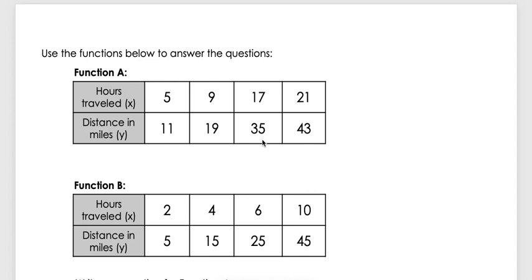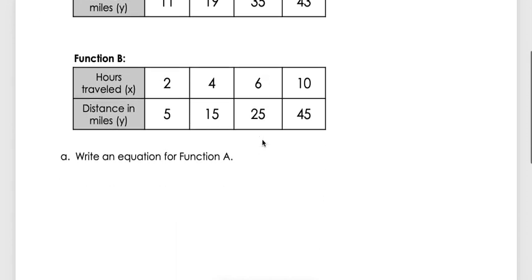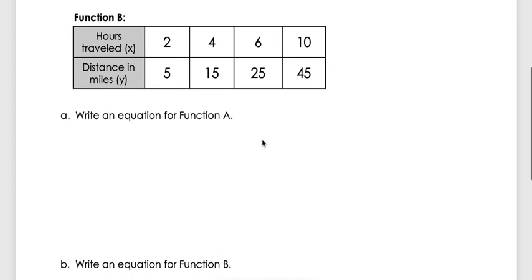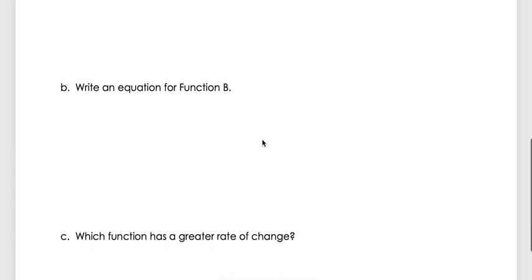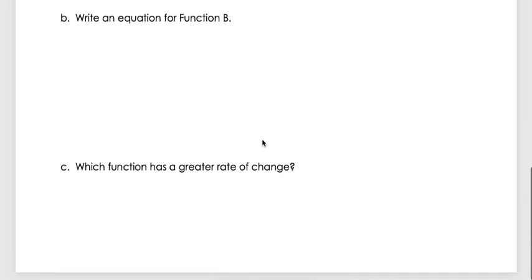So for this question, I am given two functions, function A and function B, in these tables. And what I want to figure out is I want to first write an equation for function A. I then want to write an equation for function B. And then lastly, I'm going to determine which one has the greater rate of change.